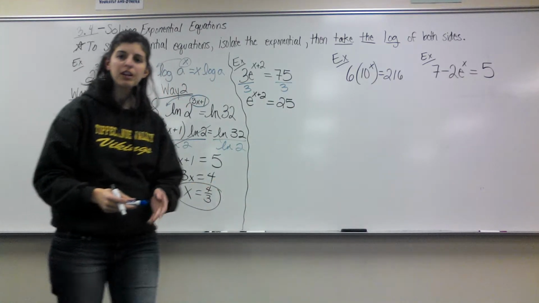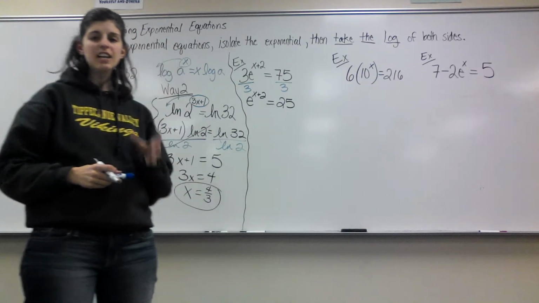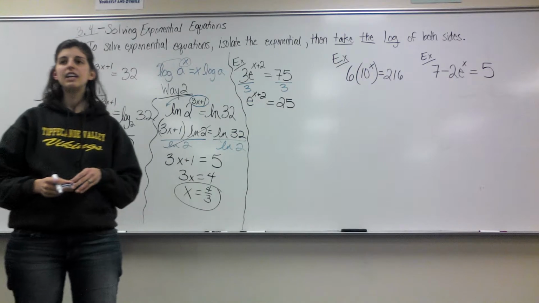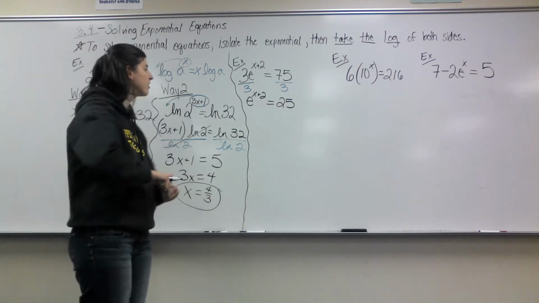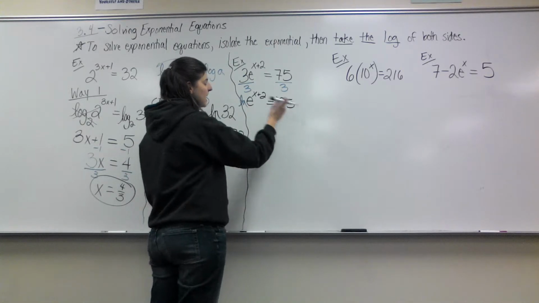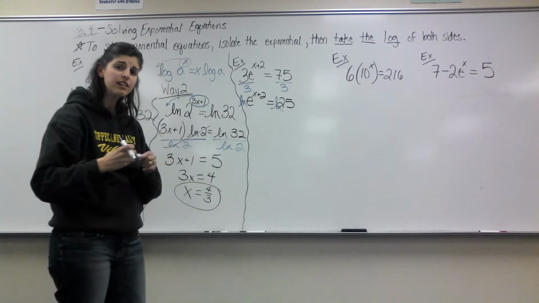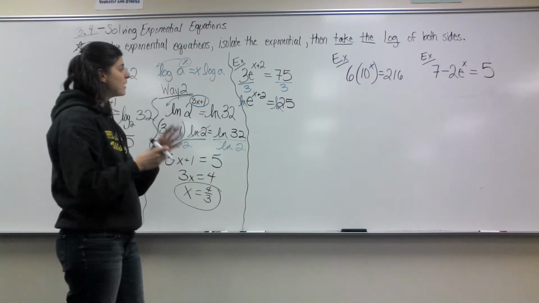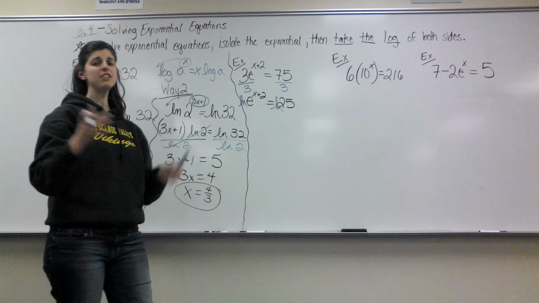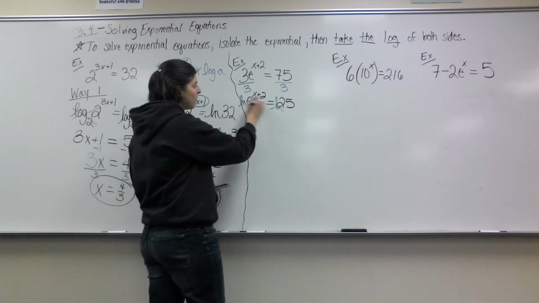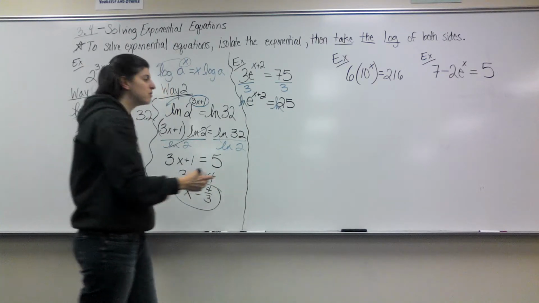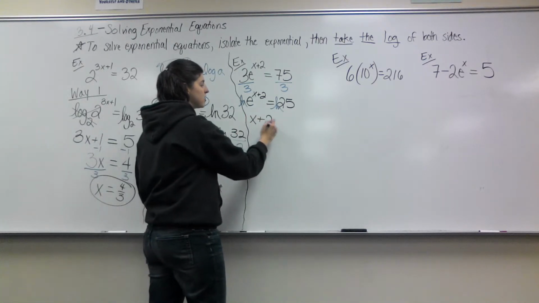Now I need to get rid of the e around the x. I need to undo e. Natural log is the inverse of e, so I'm going to take the natural log of both sides. If I take the natural log of both sides, and you have to put the natural log in front, you're still equal. You haven't changed that. So over here on the left, the natural log of e to the x plus 2 leaves me with x plus 2.